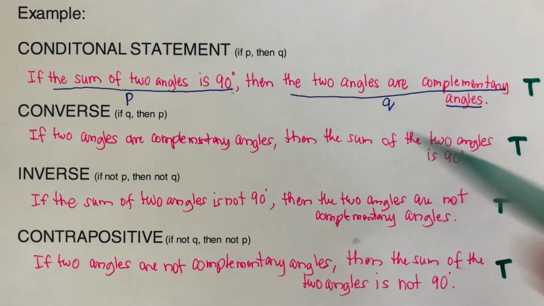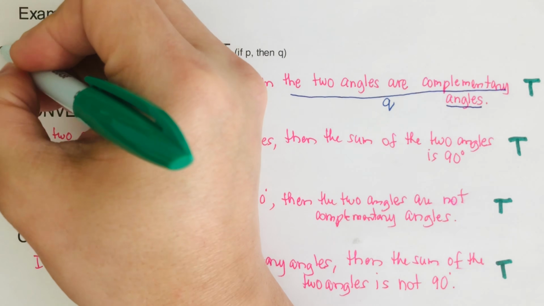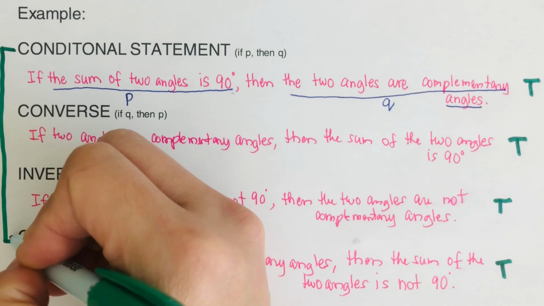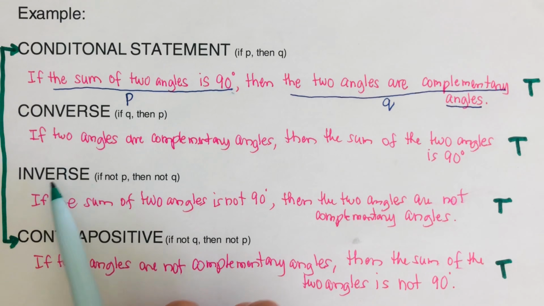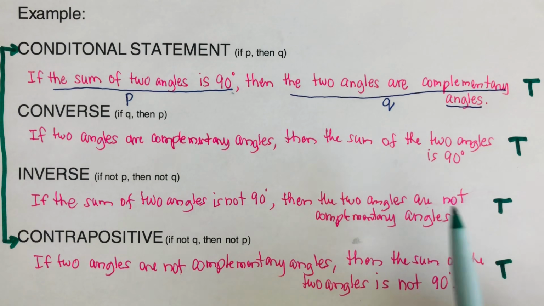So as you can see, again, the conditional statement and contrapositive will have the same truth value. They're always going to go together. If one is true, so is the other. And the converse and inverse don't have to be true. Sometimes they are false. It depends on the statement. Did you get all of these correct?